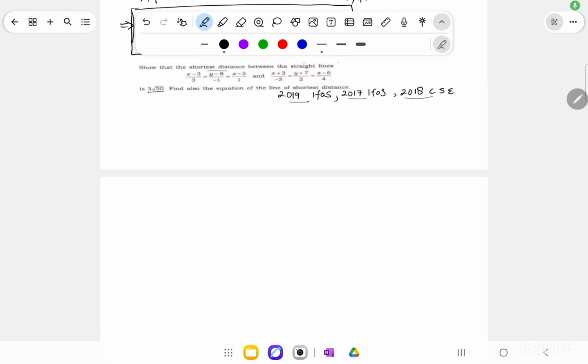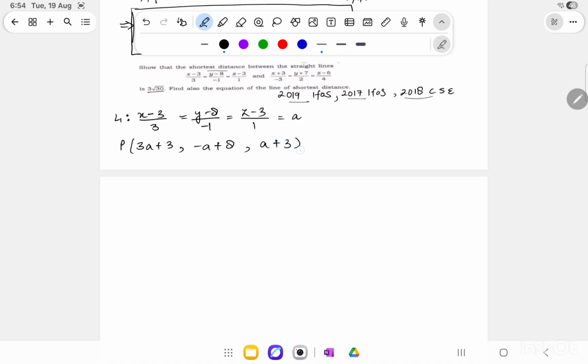Move on to question number 2. Question number 2 is almost similar to question number 1. They have given us two lines, which are x minus 3 by 3 equals y minus 8 by minus 1 equals z minus 3 by 1. If I equate it with A, then I can find any arbitrary point on line L1. Let's name it P. So any arbitrary point on line L1 will be 3A plus 3, minus A plus 8, and A plus 3.